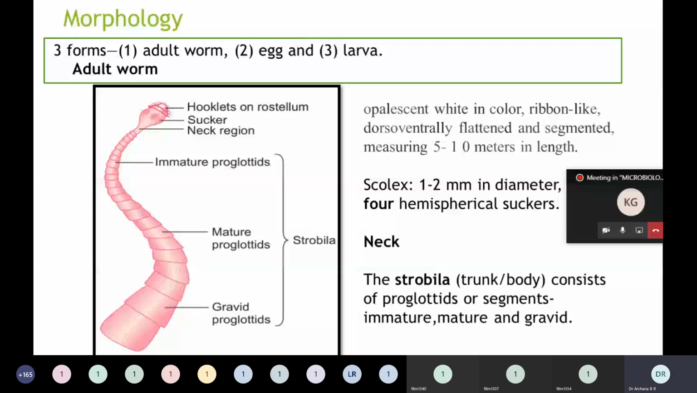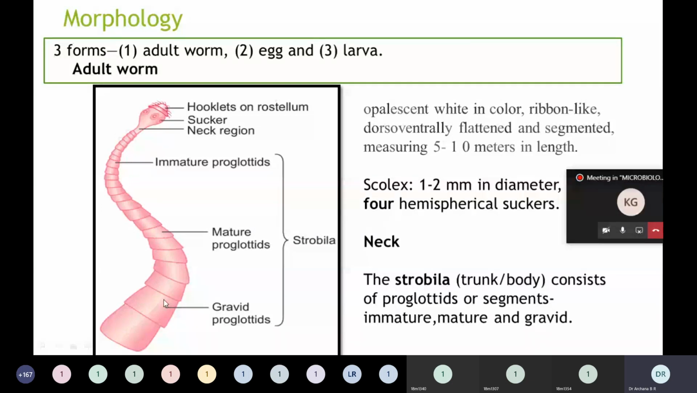The adult worm mainly consists of three important parts: the scolex, or head, then the neck, and then the strobila, which is also called the trunk or body. You can see in the picture these are the parts of the adult worm. This is the scolex and the neck region. These are the suckers, and the upper part showing the hooklets on the rostrum, and the strobila consisting of segments.